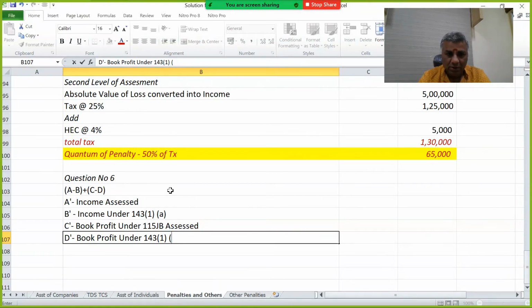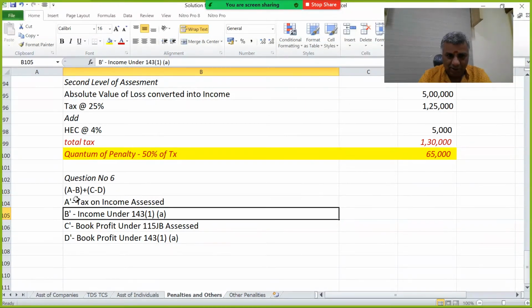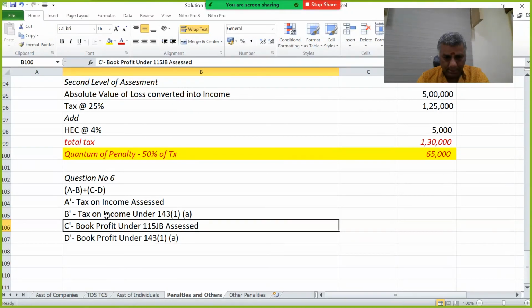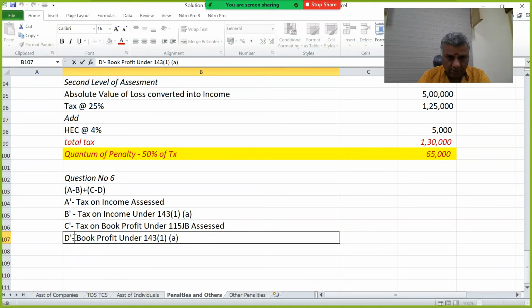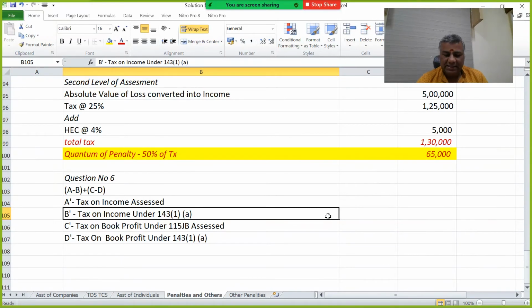Actually everything is tax on, sorry, tax on A minus B plus C minus D. A plus B, A minus B plus C minus D. I'm sure, but sometimes memory fades. Every time memory fades.